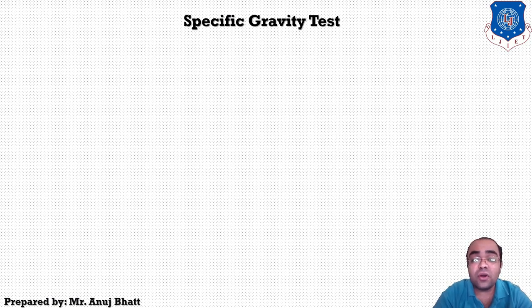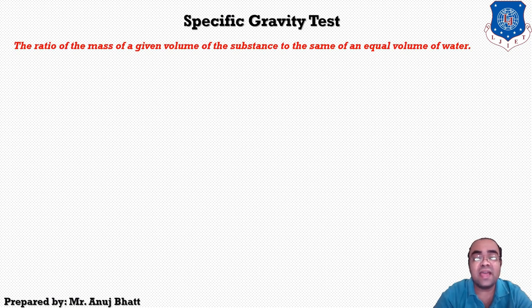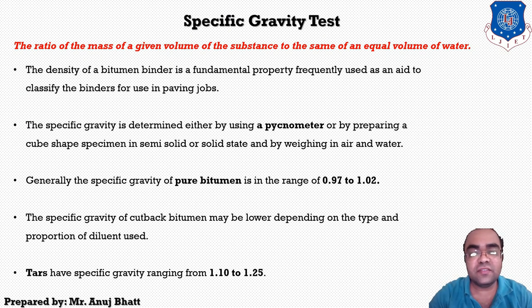The specific gravity of the bituminous material is defined as the ratio of the mass of a given volume of the substance to the mass of an equal volume of water, at the temperature of 27 degrees in both conditions. The specific gravity value of a bitumen is also useful in bituminous mix design. The density of bitumen is greatly influenced by its chemical composition. An increased amount of aromatic type compounds or mineral impurities causes an increase in the specific gravity.